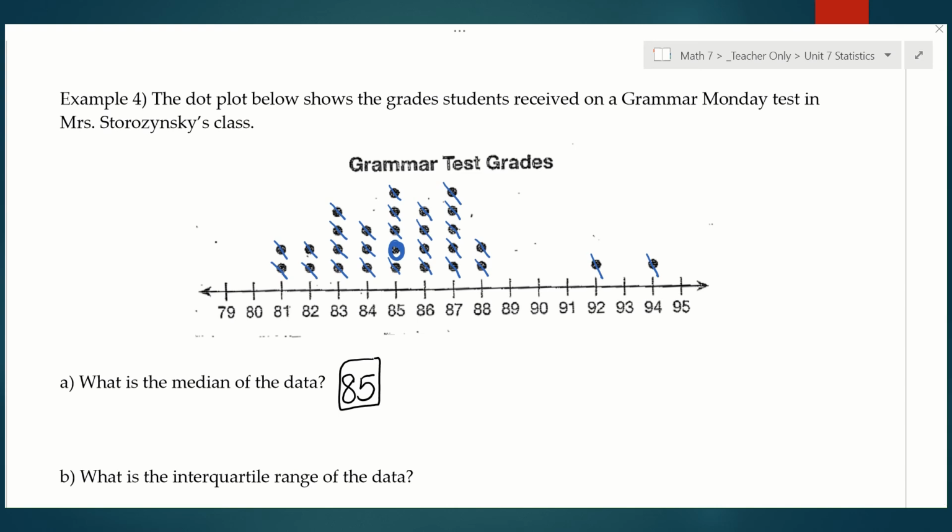All right, so again, we are going to need to split our data in half. Now, since one of those points was the median, we're not going to use that when we split our data in half. Okay, so I'm just going to take a guess here, and then I'm going to count and confirm my guess. But I think that might be my first half. Let's see.